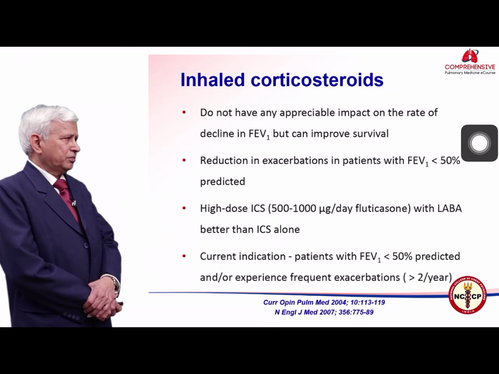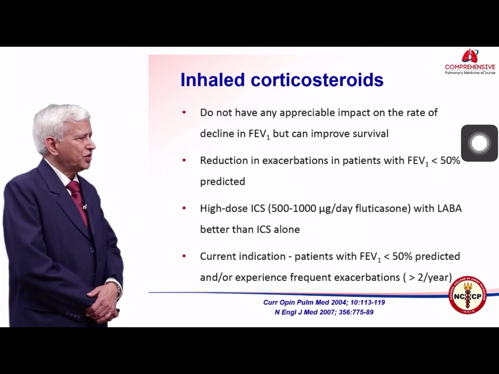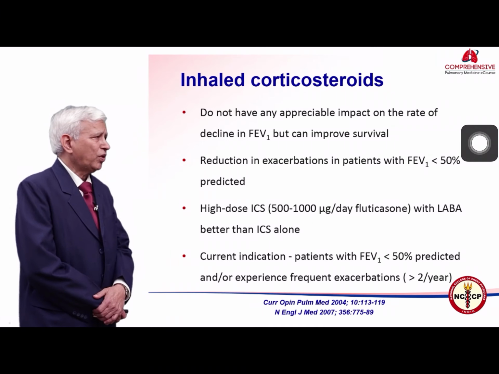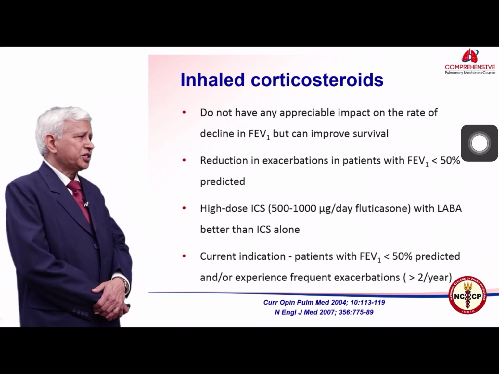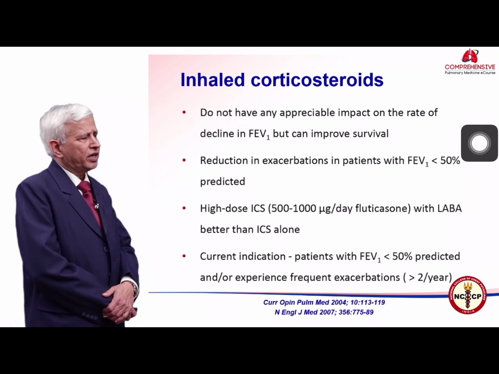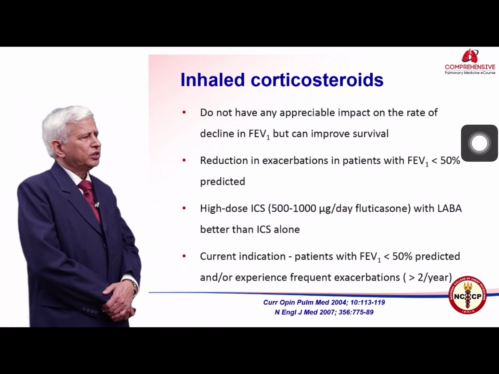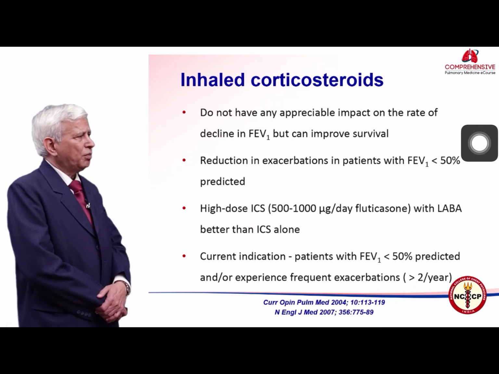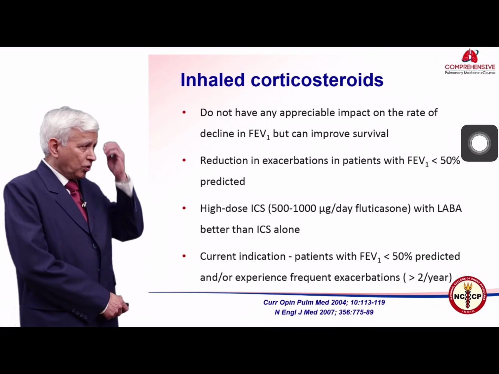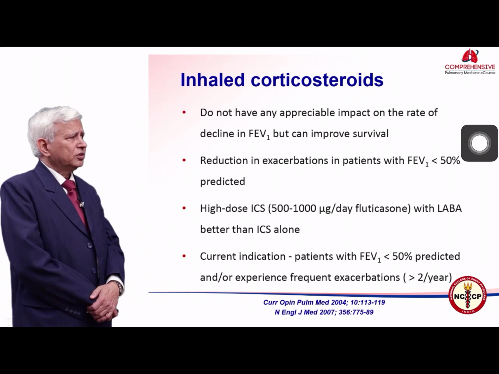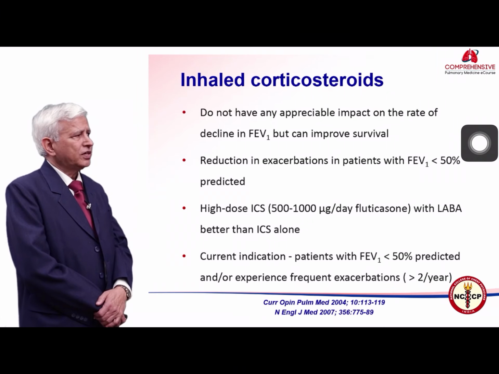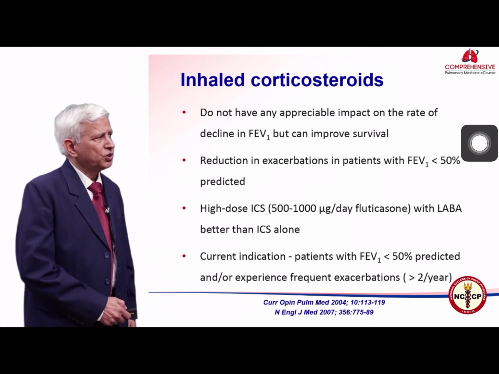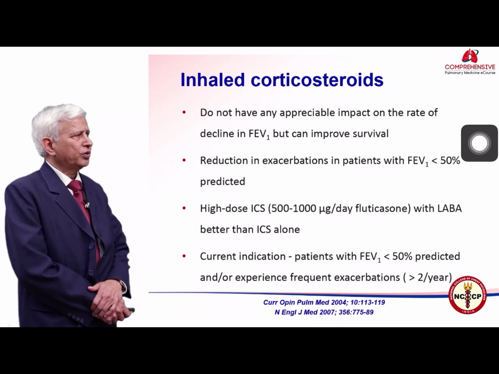Inhaled corticosteroids, unlike in asthma, are not the first choice. They do not have any appreciable impact on the rate of decline in FEV1, but they can improve survival because they reduce exacerbations, especially in patients with FEV1 of less than 50%, and in the earlier categories, particularly categories C and D. High dose inhaled corticosteroids with a LABA, a long-acting beta agonist, is better than inhaled corticosteroid alone. And the current indication is that patients with FEV1 of less than 50% predicted and or who experience frequent exacerbations, more than 2 per year, should be routinely given inhaled corticosteroids.